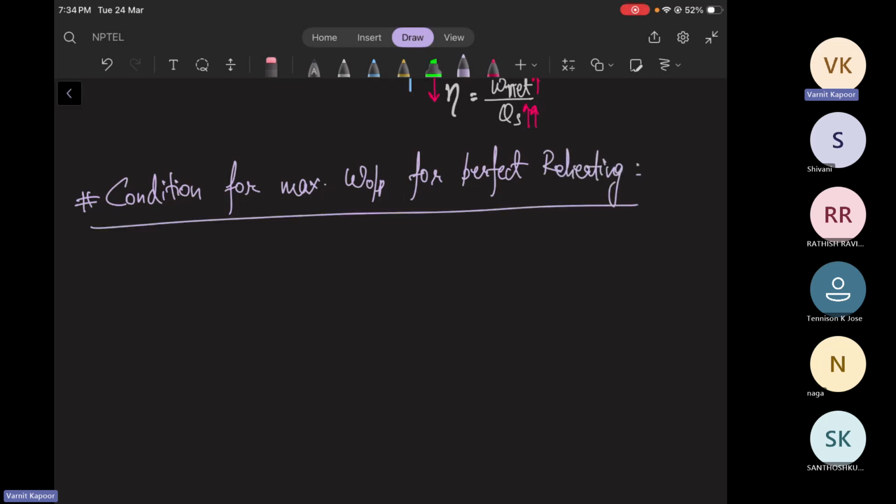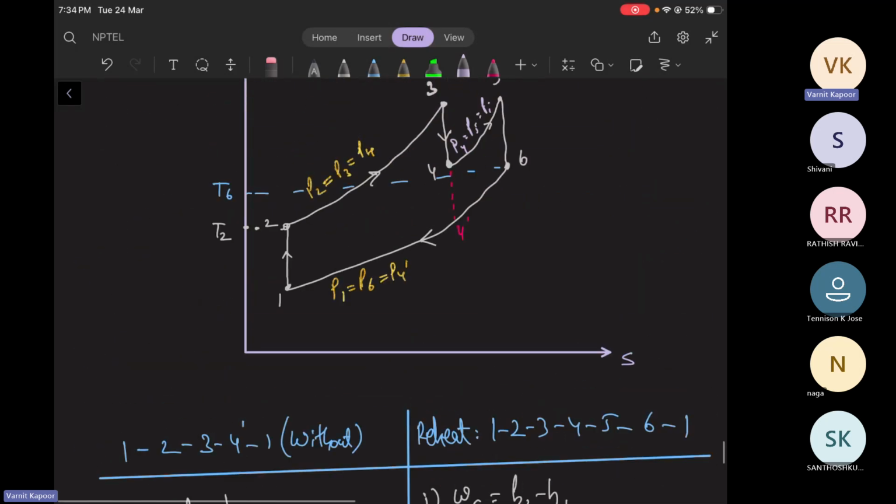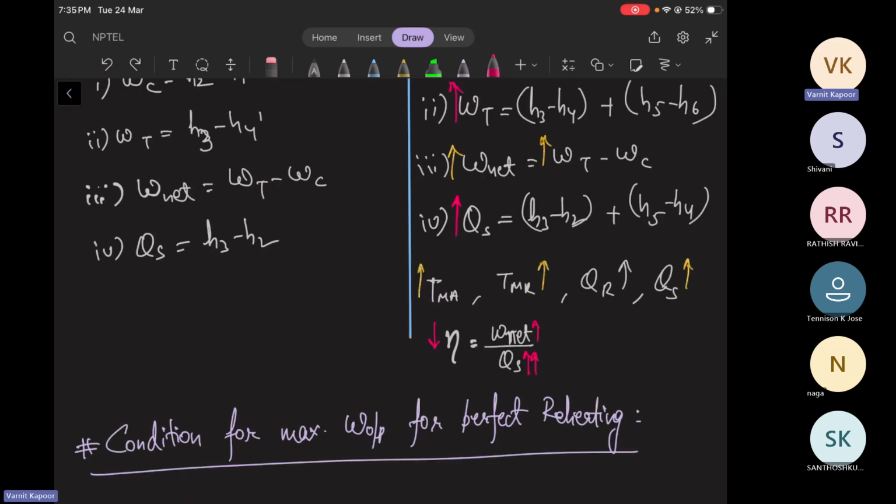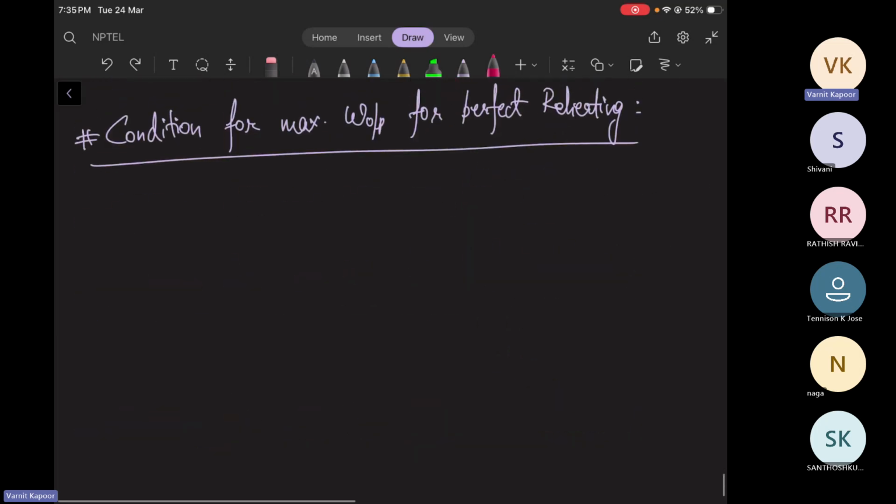And what I mean by perfect reheating is basically whatever was the temperature rise from 2 to 3, the same is the temperature rise from 4 to 5. So both T3 and T5 must be the same. But T3 and T5 cannot be greater than the metallurgical temperature of the blades of the turbine. You cannot increase the pressure ratio from the compressor or the heating from the combustion chamber in such a way that it reaches the maximum metallurgical limits. You have to stay under the metallurgical limits of the material of the blade.